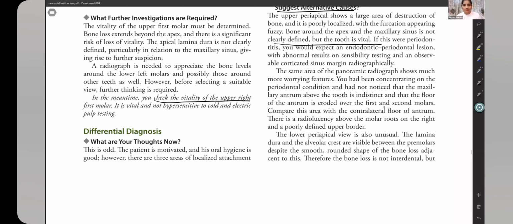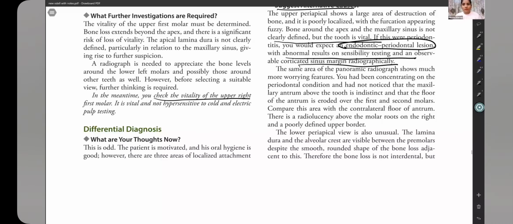If it was actually a true periodontitis, which is infected, with such an amount of bone loss and apex involvement, it would have surely involved the endodontic involvement as well. So it would have become a primary perio and secondary endo situation if it was a true periodontitis. And you would have gotten an abnormal result on pulp sensibility testing and an observable corticated sinus margin on radiography. Now the same area of the OPG shows much more worrying features.